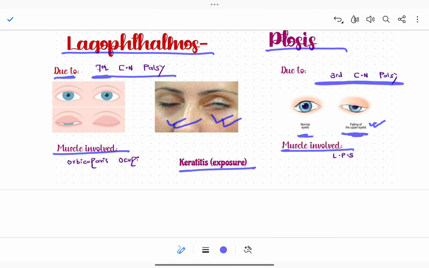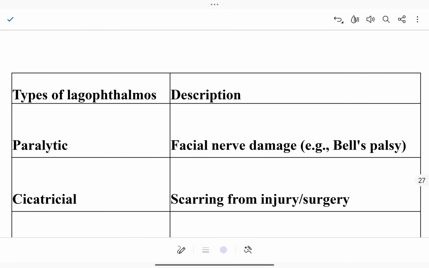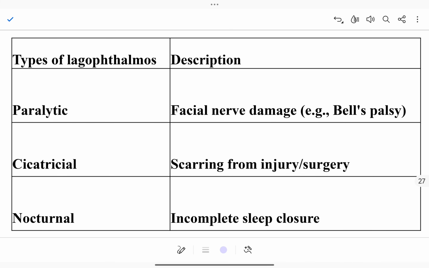Lagophthalmos is the inability to fully close the eyelids, often due to facial nerve paralysis, scarring, or proptosis, leading to corneal exposure. It frequently manifests during sleep, nocturnal lagophthalmos, and can cause dry eye symptoms despite excessive tearing.